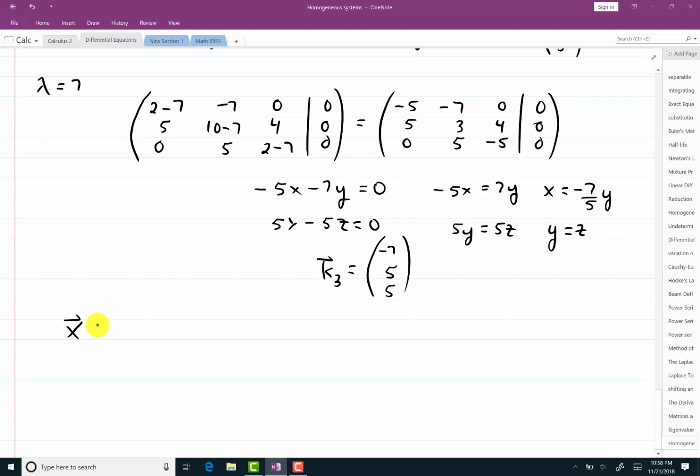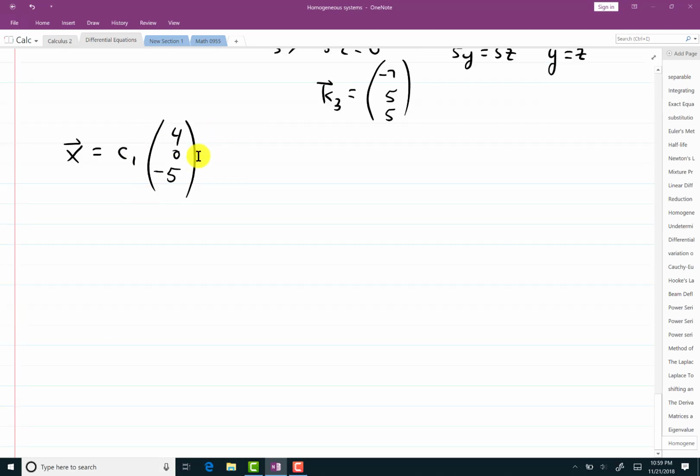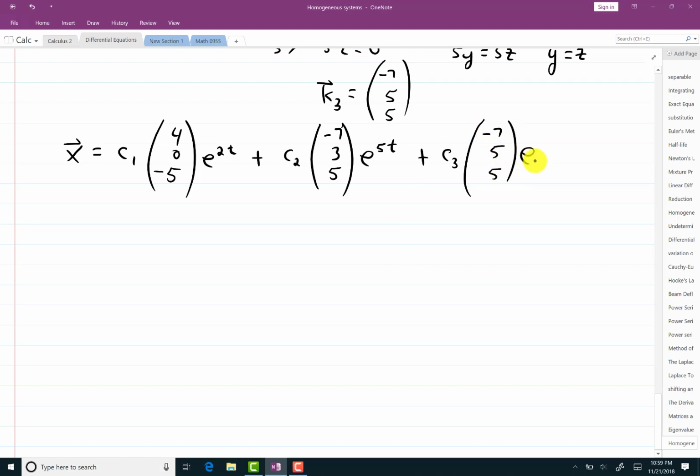X is equal to C1 times my first eigenvector, 4, 0, -5. The eigenvalue associated with this first eigenvector was 2, e to the 2t, plus C2 times my next eigenvector, -7, 3, 5. That was attached to the eigenvalue 5. And then finally, my third constant is multiplied to this eigenvector here, -7, 5, 5. And then I have e to the 7t.